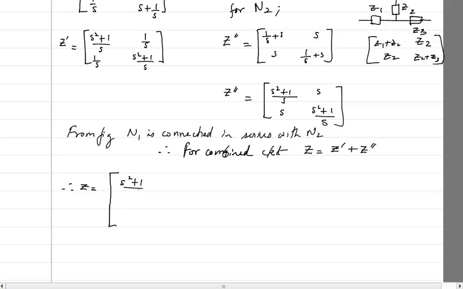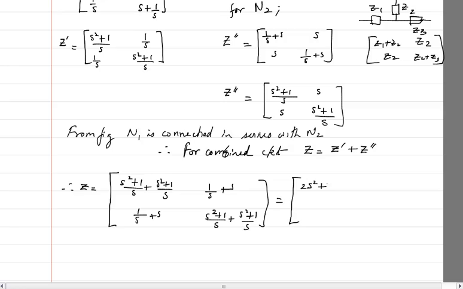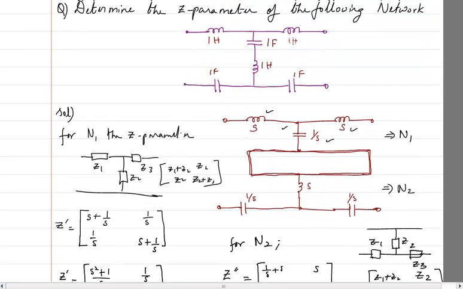S square plus 1 by S plus S square plus 1 by S. This is 1 by S plus S. This is going to be 1 by S plus S, and this is again going to be S square plus 1 by S plus S square plus 1 by S, from where I will get S square added. So 2S square plus 2 divided by S. Here also it is going to be 2S square plus 2 divided by S. And in these corners it is going to be S square plus 1 by S and S square plus 1 by S. And that is going to be our combined Z parameter for the network.